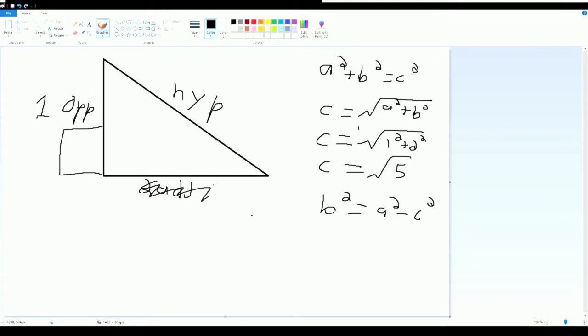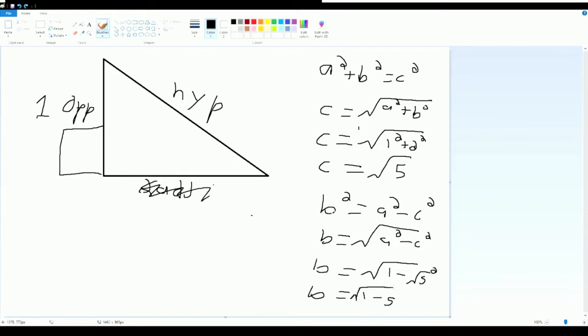It's also the same with the opposite, you just swap the b and the a. So it's basically simple. You just remove the squared, add the square root, and then c squared minus a squared. b equals 5 minus 1, and then you'll get the square root of 4. The square root of 4 is equal to 2. And yes, that was our adjacent earlier. That's that simple, I'm gonna be honest.